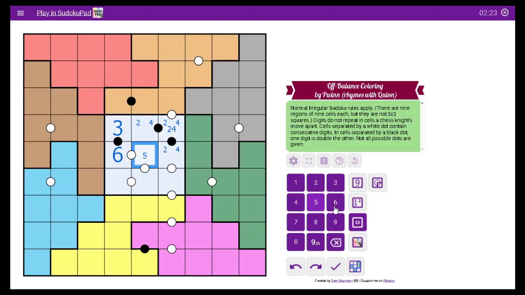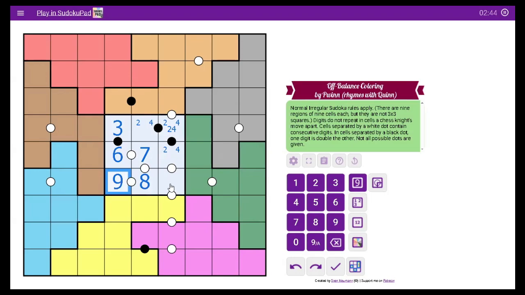This now has to be a 5 or a 7. But if it's a 5, it goes down to a 4, to be consecutive with the 5. But we can't have that because the 4 is up here. So it must be a 7, and this is 4, this is 7, 8, and 9.